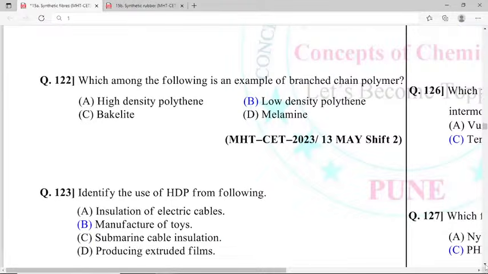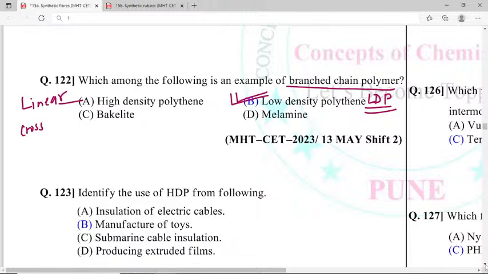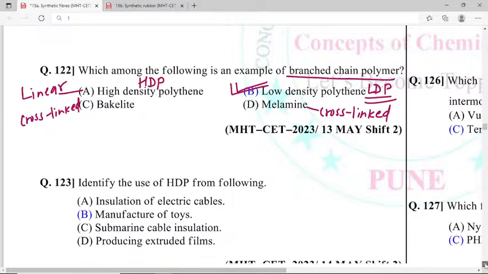Which among the following is an example of a branch chain polymer? Low density polythene is branched. High density is linear. Bakelite is cross-linked. Melamine is again cross-linked. So melamine and bakelite both are cross-linked. High density polythene, HDP, is linear. Low density is a branch chain polymer.